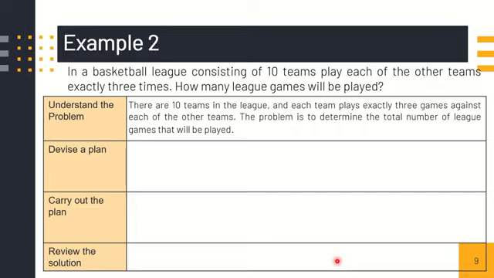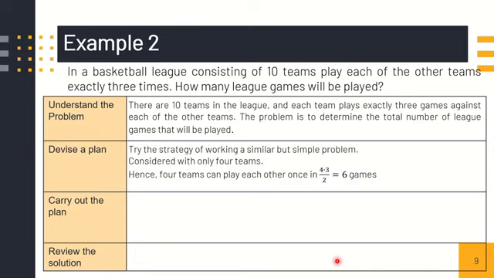Okay, so what is the appropriate strategy? Using the Polya's problem solving strategy, ano kaya ang pwede nating gamitin? So we can use the strategy of working a similar but simpler problem. So we can consider the similar problem with only 4 teams. So for example, apat na teams lang ang maglalaro. Hence, 4 teams can play. So since each of the 4 teams will play a game against each of the other 3, we might conclude that this would result in 4 times 3 equals 12 games.